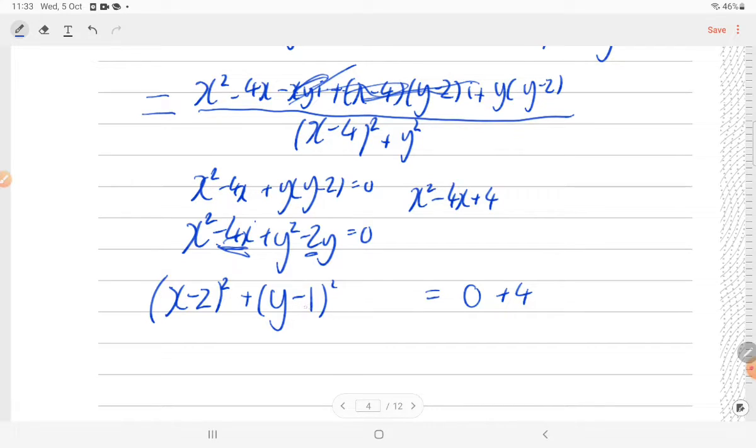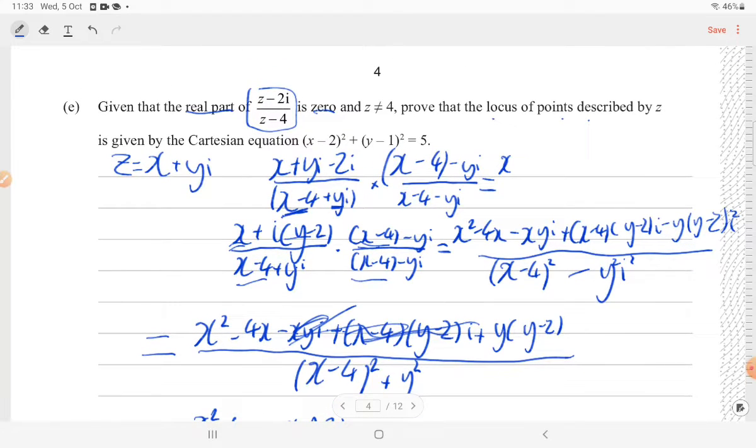And we added 1 on this side because (y take away 1) squared is equal to y squared take away 2y plus 1. So let's also add 1 on this side. So therefore the Cartesian equation of this locus of the complex number is this: (x take away 2) all squared plus (y take away 1) all squared equals 5, which is exactly what we wanted to prove.